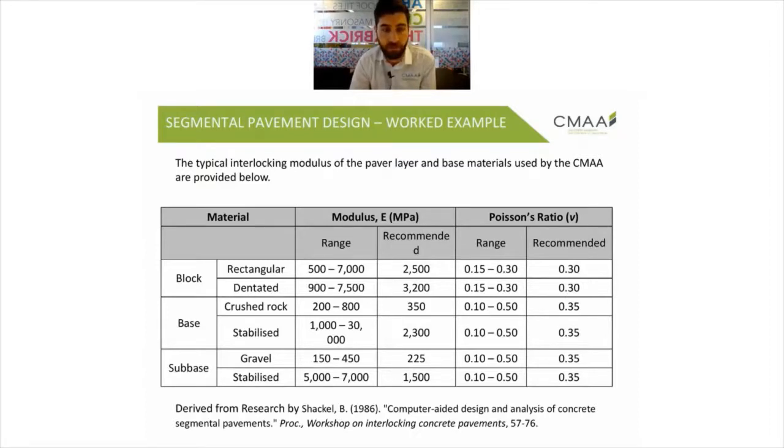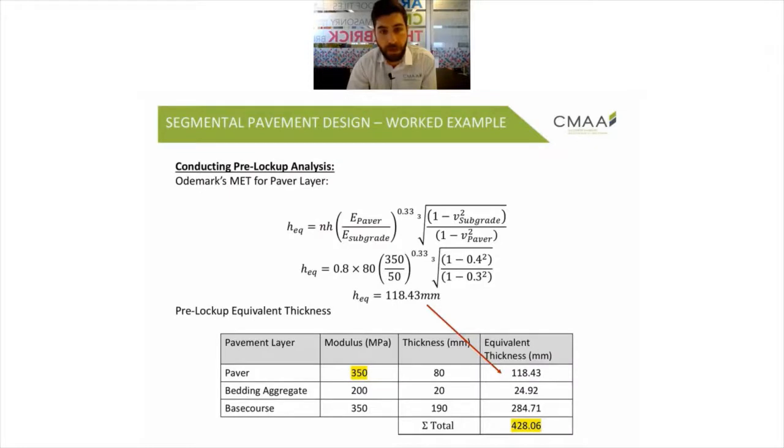So if I look at this table here, a dentated unit, which is a type A unit, has a greater modulus than a rectangular unit, so 3,200 and 2,500 respectively. And that's where we can adjust our design to reflect the type of unit and the laying pattern that we're utilizing. So that's where the default 3,200 value comes from for the block pave layer. So here for our pre-lockup equivalent thickness using a modulus of 350, we get an equivalent thickness of 118, which translates into an overall thickness of 428 approximately.